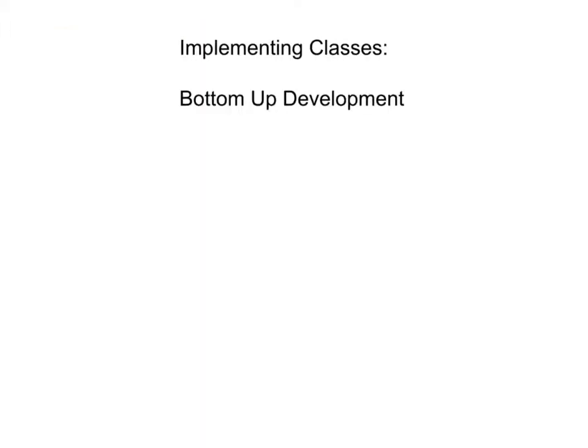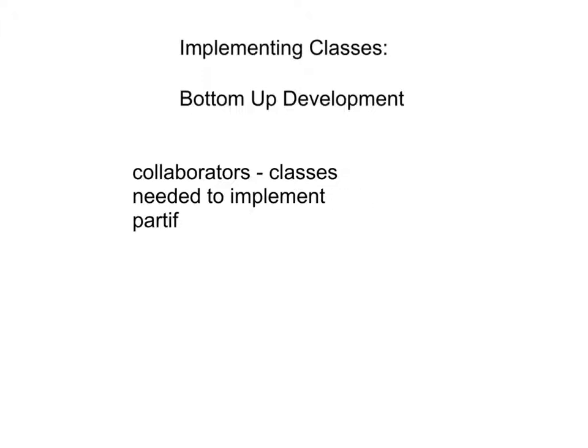For implementing classes, we are looking at how classes actually execute. So we have to look at one term I did not put on here called, come on, show up. There we go. Collaborators. And these are classes needed to implement particular methods.